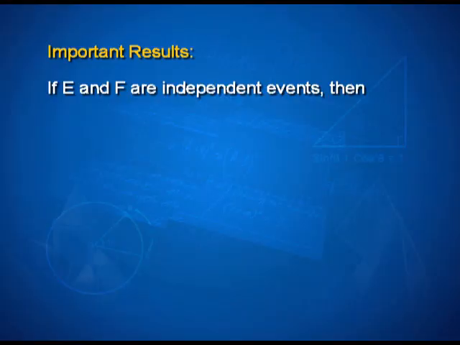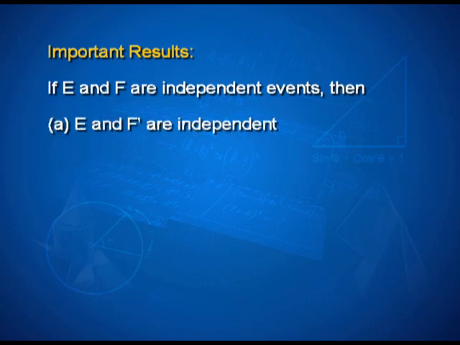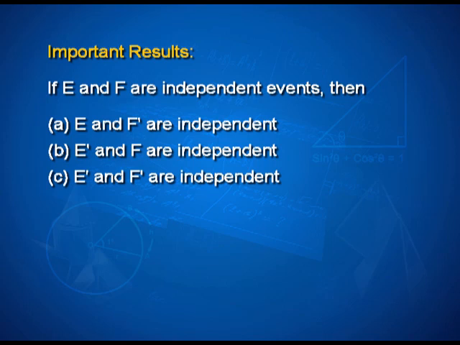Along with what we have discussed so far, we also have a few small results which are quite important and useful as we take more applications. The result says that if E and F are independent events, then E and not F are also independent. Not E and F are independent, not E and not F are also independent events. Let us see how we are going to use this in our next problem.